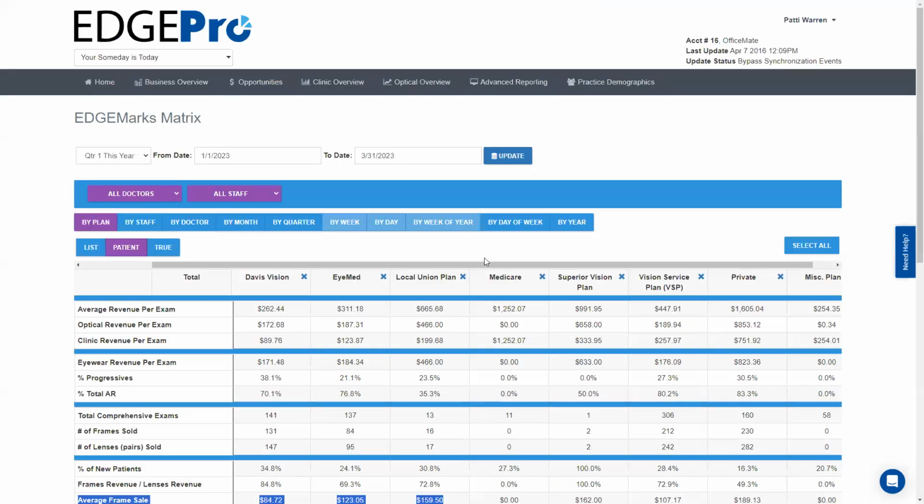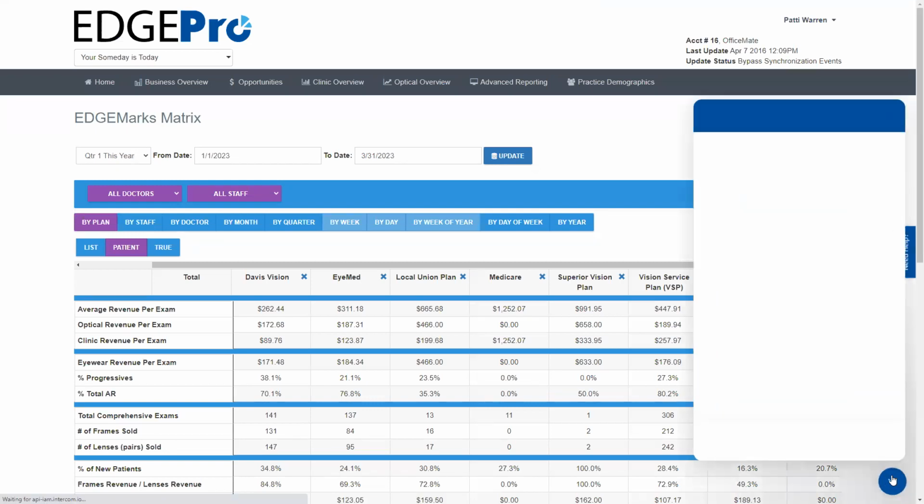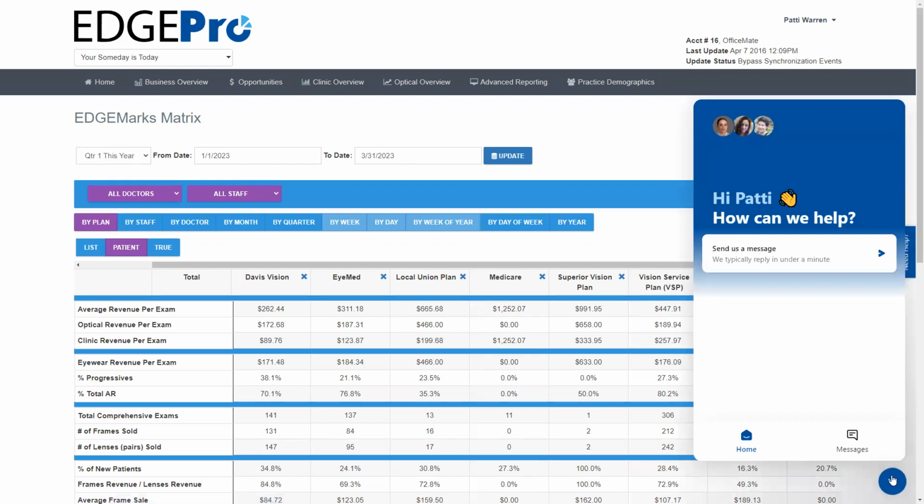So if you have any questions about these two pages, we also have our need help right down here in the center right-hand side. We also have live chat in the bottom right-hand corner. Anytime you're trying to find something in EDGEPro, or if you've got a question about this EDGEMarks matrix page, this is a great place to come to for some help.